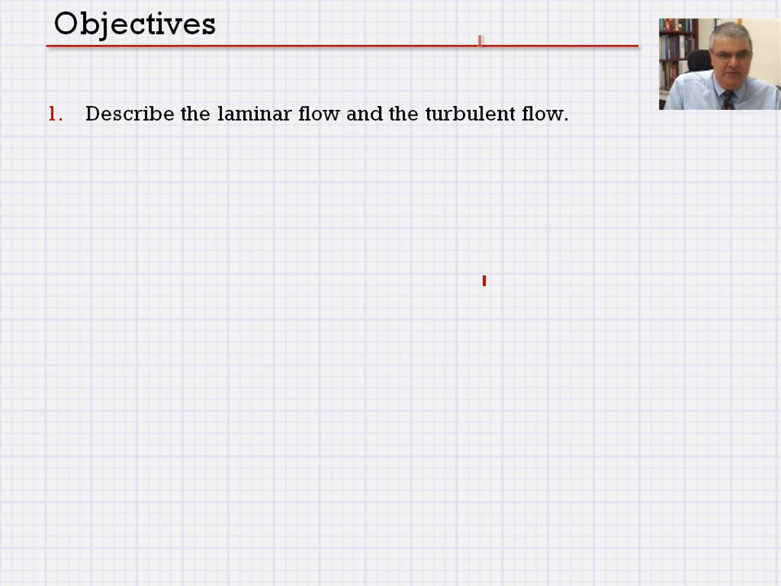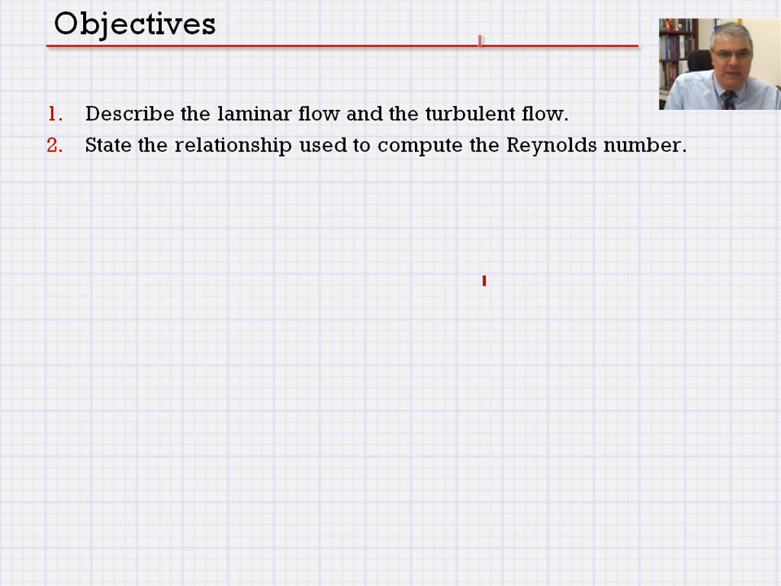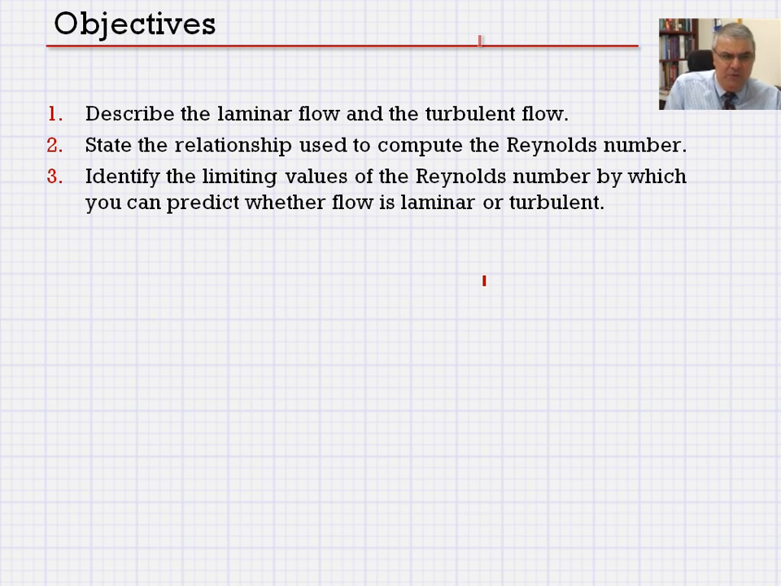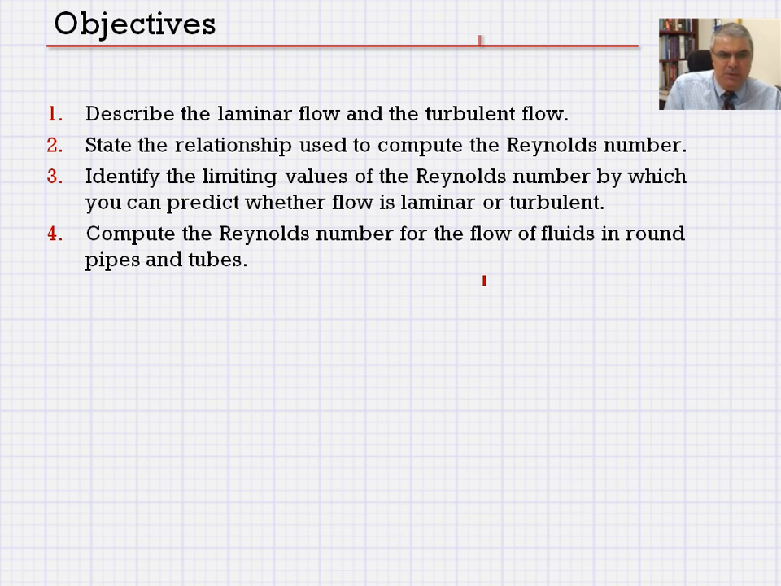First, I'm going to describe the laminar flow and the turbulent flow and the difference between the two and the transition flow. Secondly, I'm going to state the relationship used to compute the Reynolds number, how useful Reynolds number is, where we can actually use it, and the limitation of Reynolds number. And I'm going to also take a look at how we can actually compute the Reynolds number for a flow in round or circular conduits.